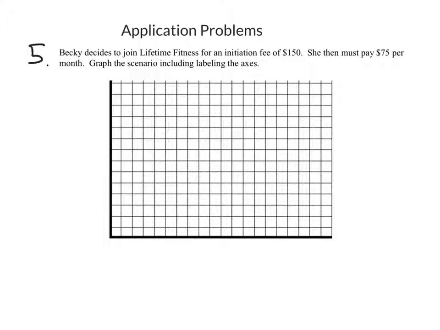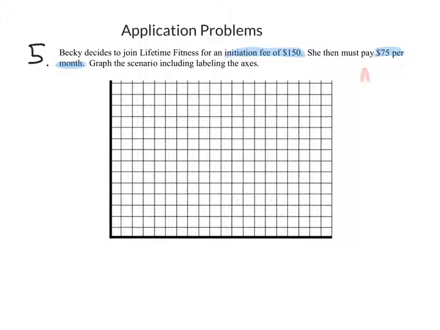Alright, the final piece of this section here is dealing with some application problems. So in this problem, we actually have to use the information we're given to come up with an equation. Alright, so I'm going to look at what it tells me. It says Becky decides to join Lifetime Fitness for an initiation fee of $150, and then she must pay $75 per month. So when you look at those two things, we want to think about, well, which one of those is happening over and over again? That one represents your slope. So here, my $75 per month, that happens over and over again.